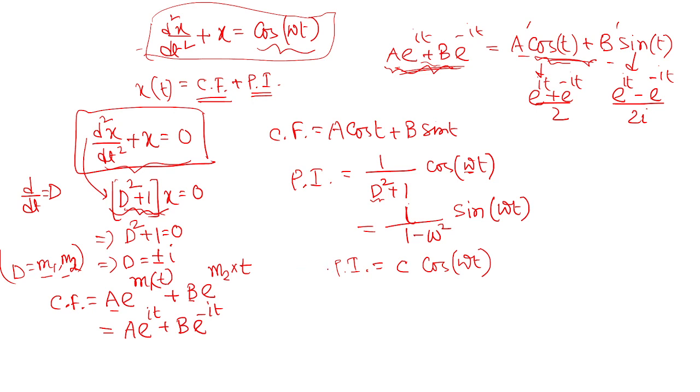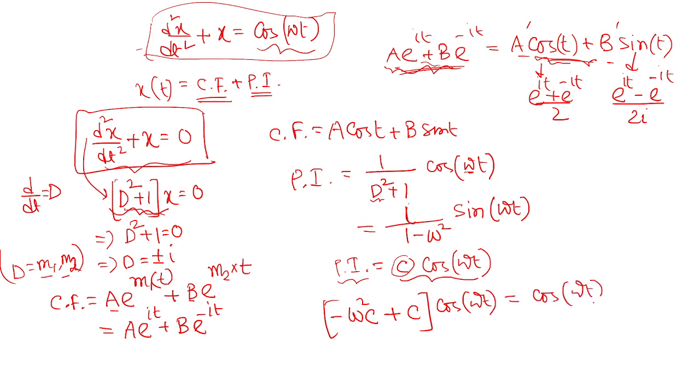So this particular integral satisfies our differential equation. That means we can put x as this, and from that we can estimate the value of c. So let us put this. It will be equal to minus omega square c plus c, into cosine of omega t, equal to cosine of omega t. So the cosines will cancel out, and c will have the value 1 by 1 minus omega square.